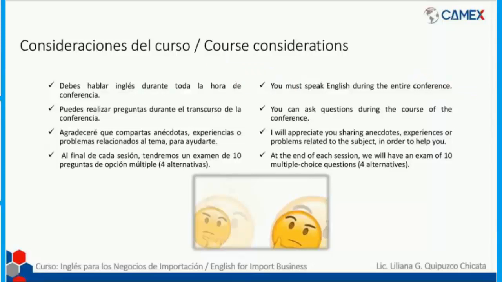Vamos a ver ahora las consideraciones del curso, the course considerations. You must speak English during the entire conference. En medida de lo posible, me gustaría que puedan hablar inglés durante toda la hora de conferencia. Second, you can ask questions during the course of the conference. Pueden hacer preguntas que tenga durante el curso de la conferencia.